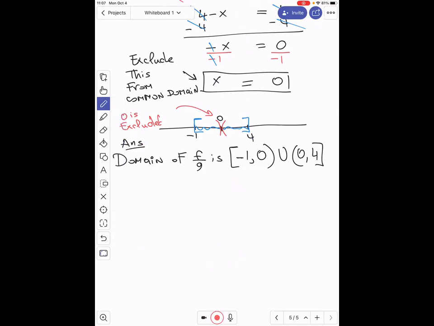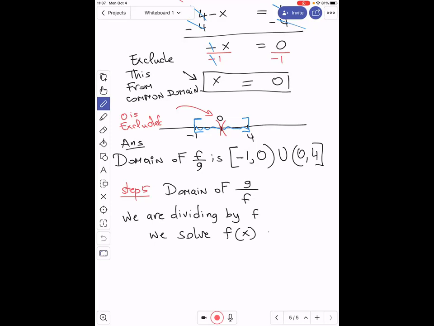So this is step number 5, I think. Domain of g over f. Here we are dividing by f. So when you divide, you have to solve your function equal to 0. So we need to solve f of x equal to 0, and then we have to exclude the answers from the common domain.